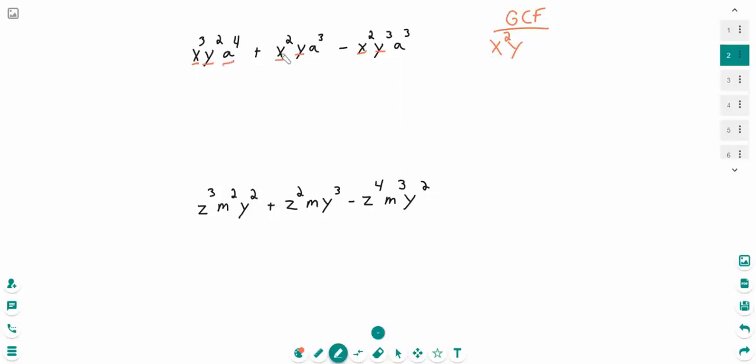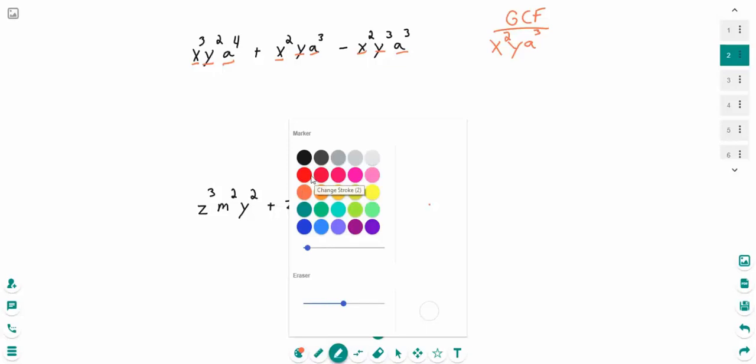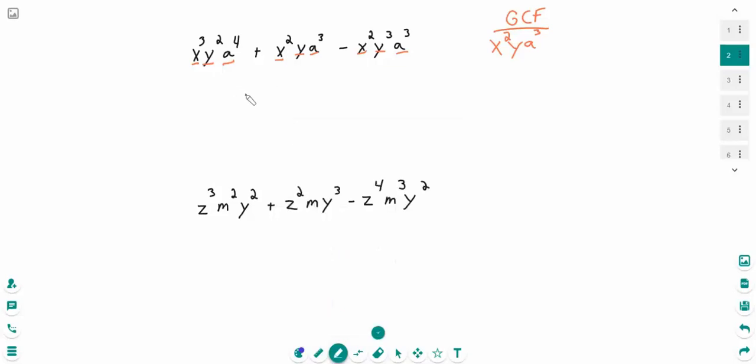Then we have our a, and lo and behold, they all have a's. So we know a will be in here. A to what power? Well, we have a to the 4th, a to the 3rd, and a to the 3rd. So a to the 3rd is what we can pull out. So that is our greatest common factor. So we're going to write the greatest common factor outside of a set of parentheses.